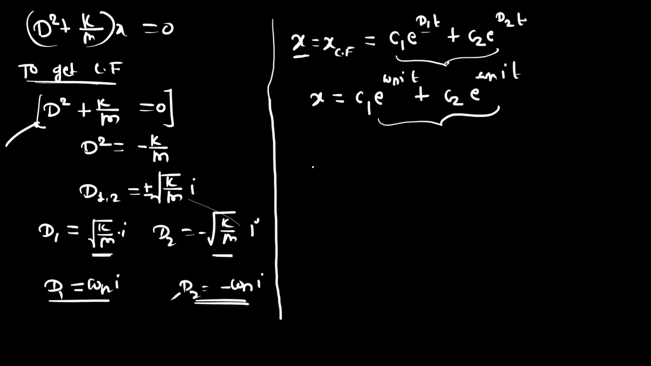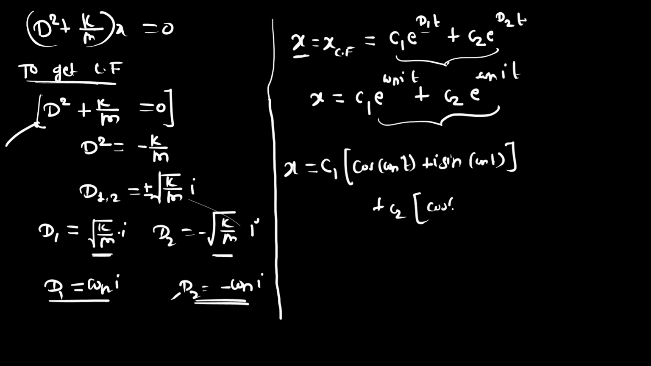You know the expansion of e raised to i theta: it is cos theta plus i sine theta, and for e raised to minus i theta, just replace it with minus sine theta. So x is equal to c1 times (cos omega nt plus i sine omega nt), plus c2 times (cos omega nt minus i sine omega nt). Do not cancel out this i, because this term is multiplied by the constant c1 and this term is multiplied by the constant c2.